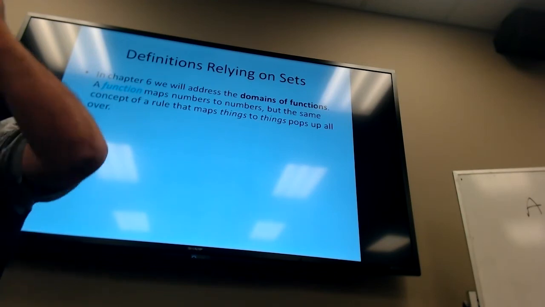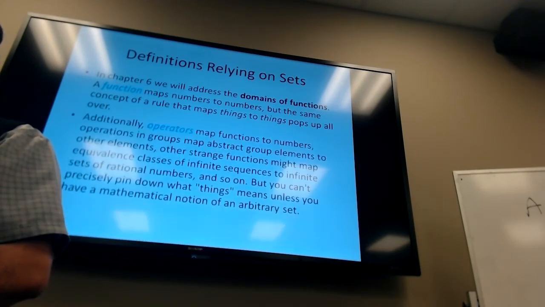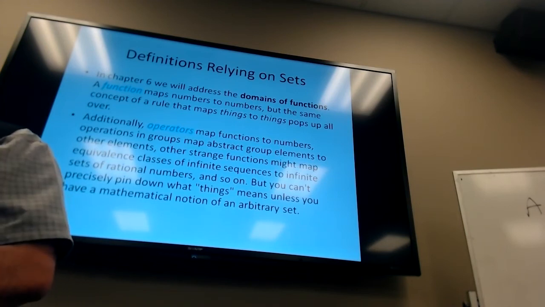Again, in chapter 6, we will talk about the domain of a function. A function, as I mentioned, maps numbers to numbers, but the same concept of a rule that maps things to things pops up all over. You have operators that map functions to numbers, operators in groups. We use sets in many, many ways in mathematics.